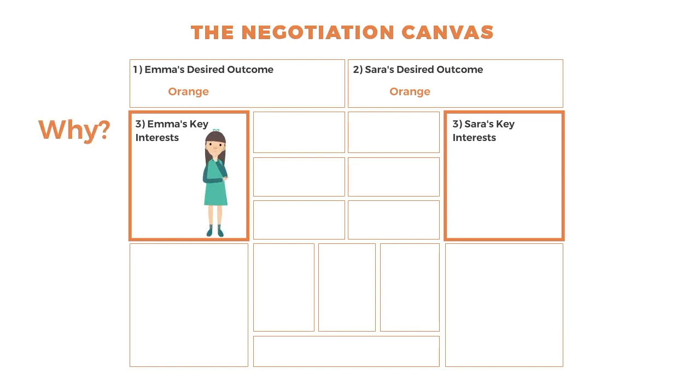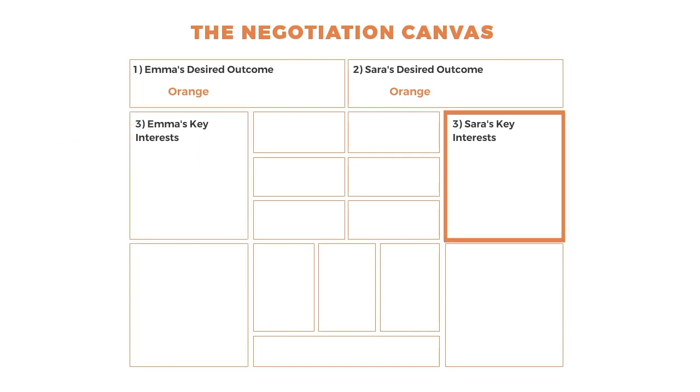Why does Emma want the orange? Emma wants the orange because she wants to make orange cake. Why does she want to make a cake? Because she is in the mood for something sweet. Now we know Emma's true interests.